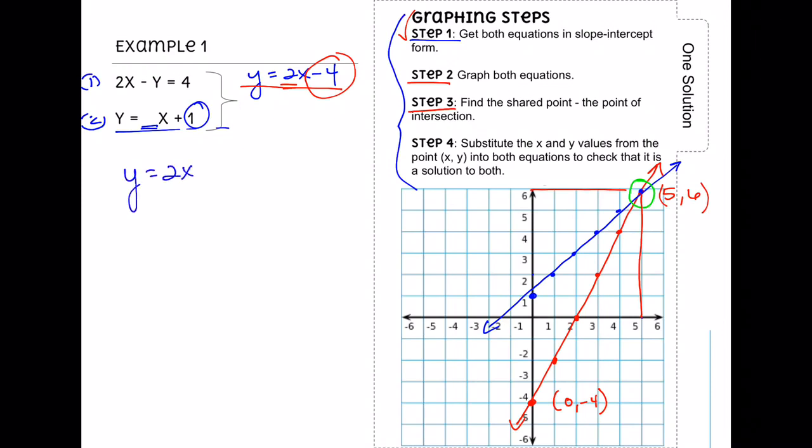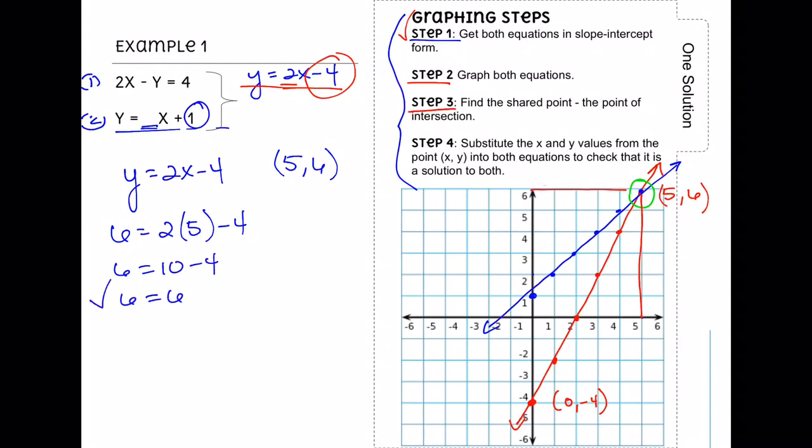y equals 2x minus 4. And our solution point is 5, 6. So y is 6. x is 5. That's 6 equals 10 minus 4, or 6 equals 6. It is a solution to the first. So let's try the second. The second equation, y equals x plus 1.